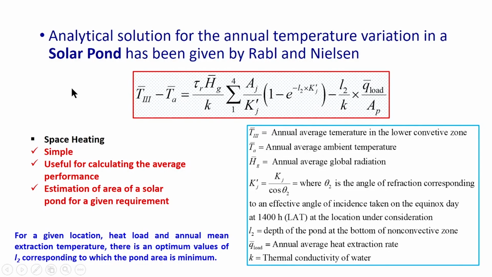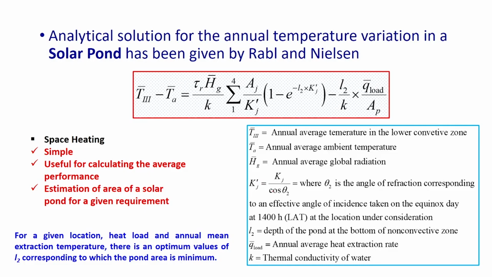Okay. So this is the relationship, T3 bar minus TA bar. So what does it mean? T3 bar is the annual average temperature in the lower convective zone, and TA bar is nothing but the annual average ambient temperature, and Hg bar is nothing but the annual average global radiation.